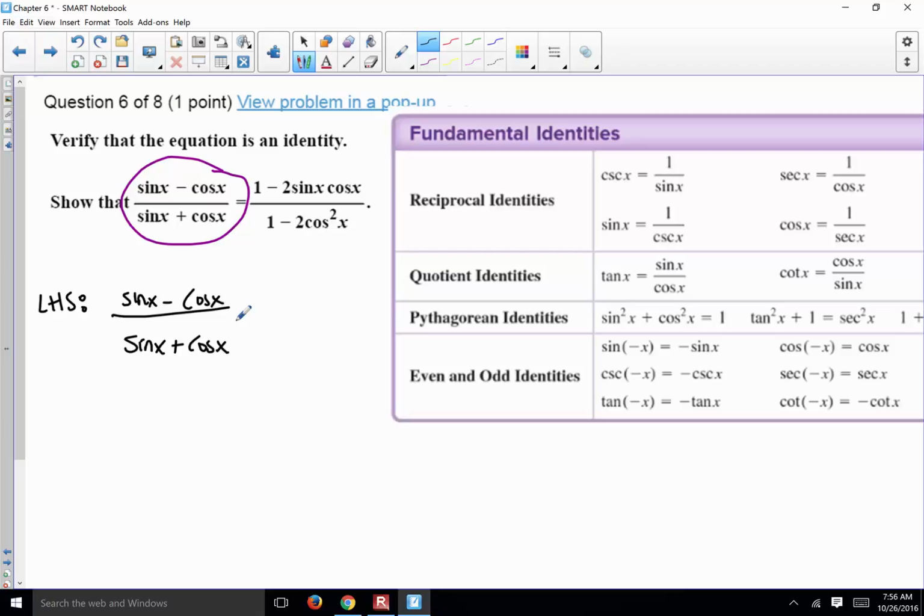This is a tough one. Any ideas? Okay, you're on the right path, except you said sine x plus cosine x for both sides. We need to multiply both sides. We can't just multiply one side because it's going to be unfair. We need to keep the balance. Whatever you do to the top, you must do to the bottom.